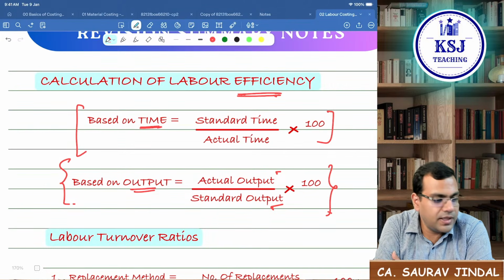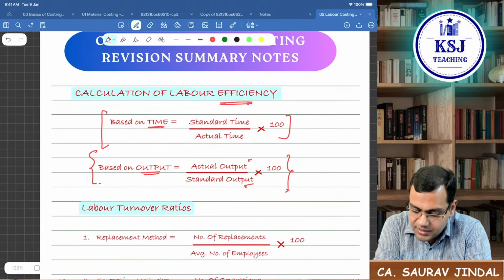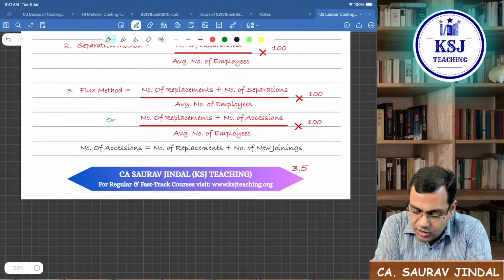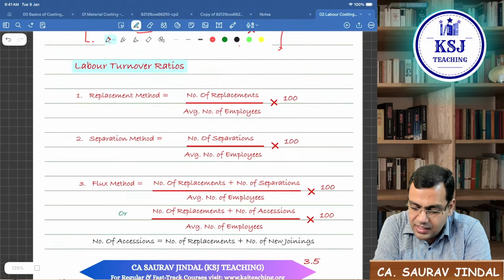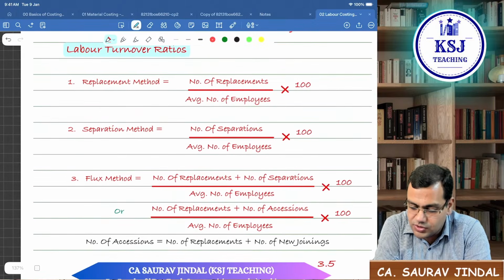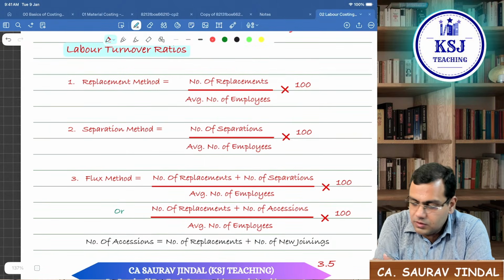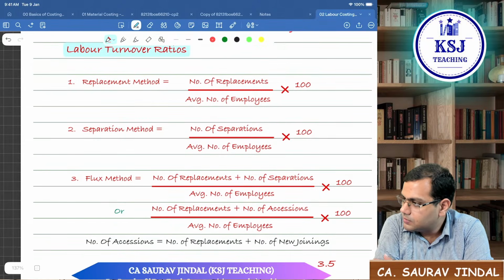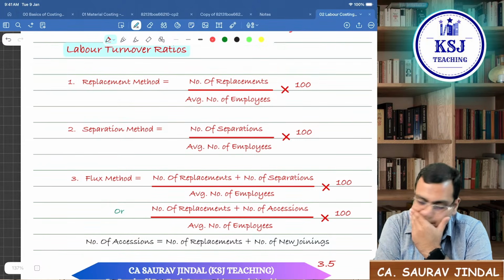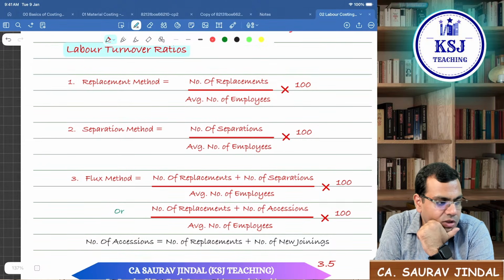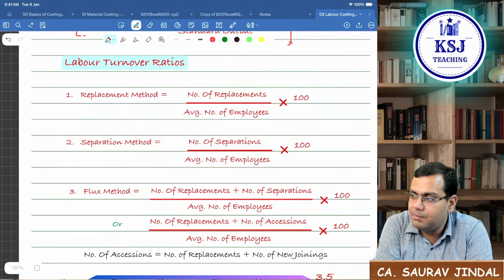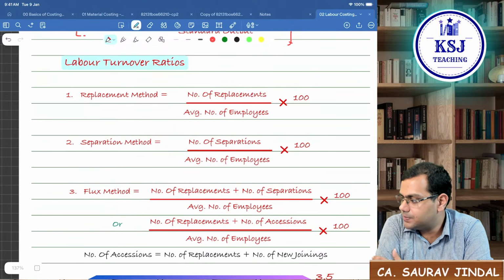Is that clear, everyone? Efficiency concept is clear. Then we'll move on to our last topic, that is labor turnover ratios. Efficiency part is clear.